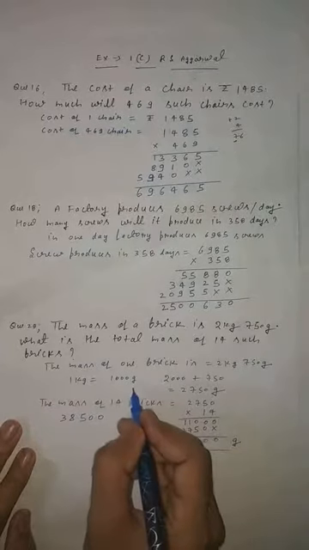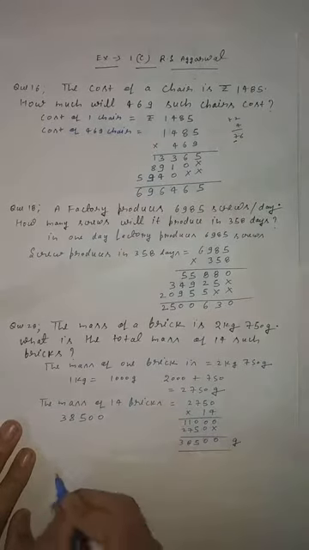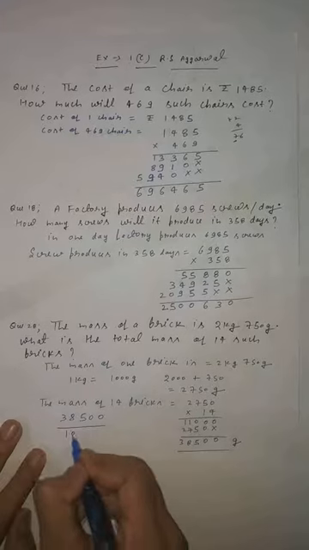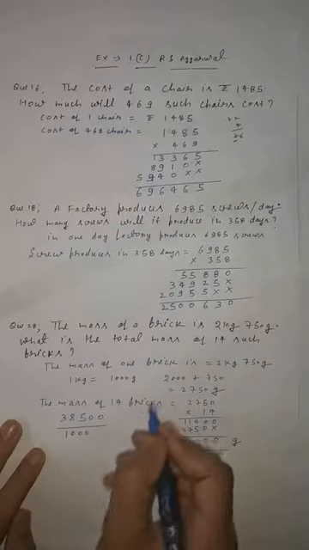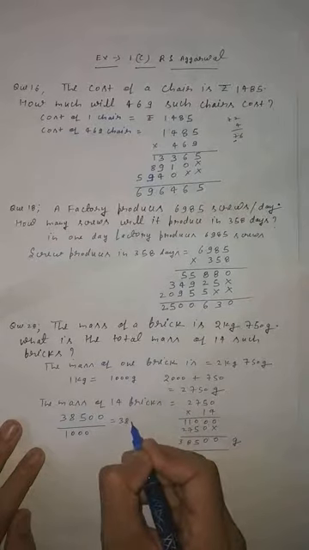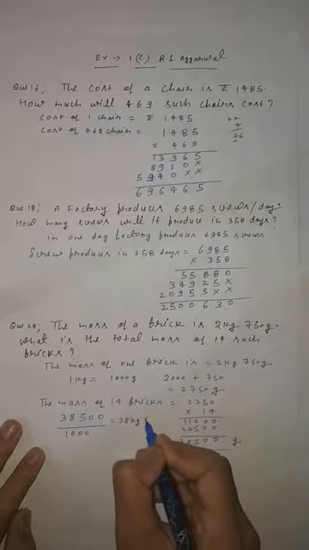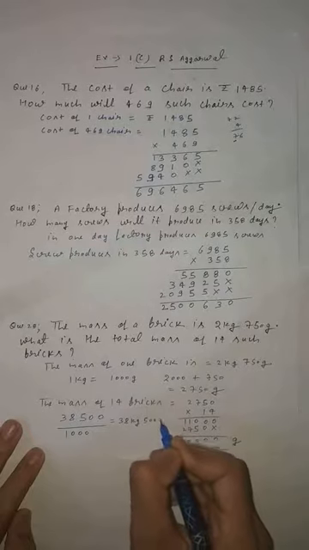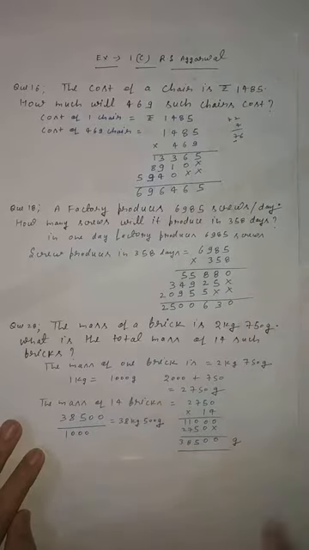Now you know that 1 kilogram equals 1000 gram. Clear? So you will divide it by 1000 because you have to convert to kilogram. So it will come 38 kg, means kilogram, and 500 gram. Clear students? This is your solution.